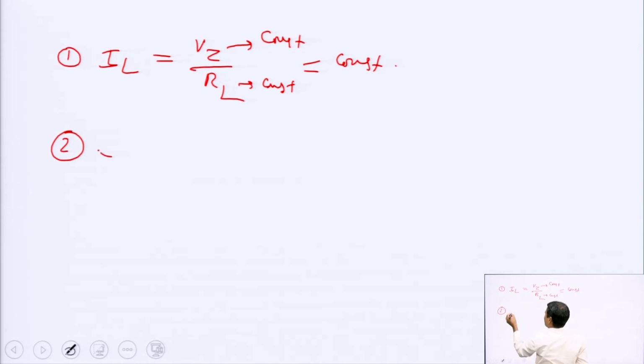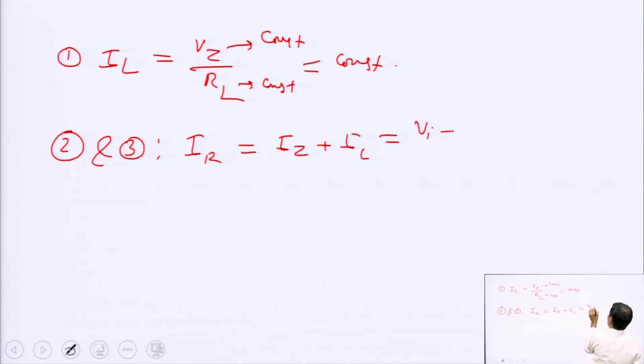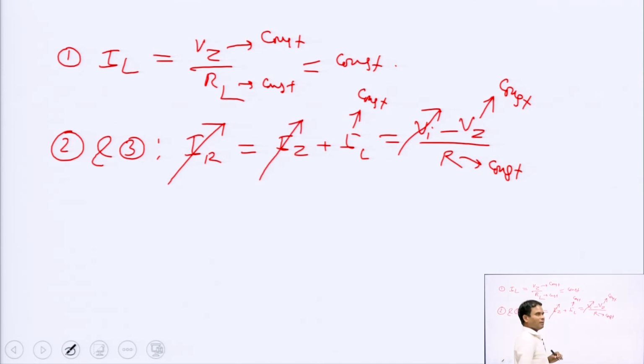Now, I am merging equation 2 and 3. What will be here? Here IR is equal to Iz plus IL, and it is equal to V input minus Vz upon R. And here V input is variable and Vz is constant, R is also constant. If V input is variable, this means IR will also be variable. Okay, guys? Since IL is constant, and IR is variable, this means Iz must be variable. This means there are two values of Iz. One value is the maximum Zener current and another value is the minimum Zener current.